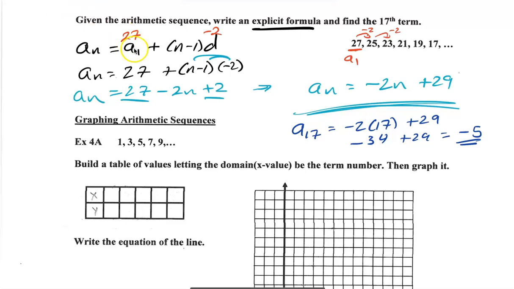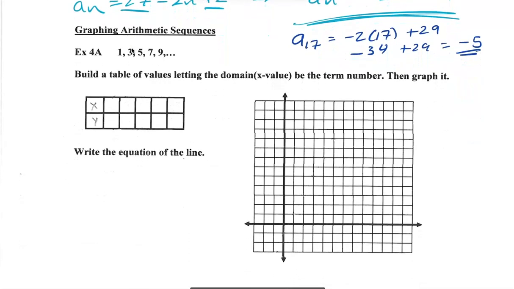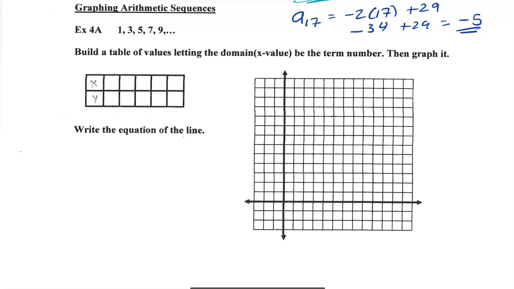That's the idea. Okay, let's talk about how arithmetic sequences and functions relate again. So in this example, we're given an arithmetic sequence, 1, 3, 5, 7, 9. We want to build a table of values, letting the domain value be the term number, and then graph it. So keep in mind, this is the sequence. This is the first term, the second term, third, fourth, and fifth. This is a_1, a_2, a_3. So we'll put the term number here. All right, so 1, 2, 3, 4, 5. And then this will be the sequence, or the term value, we can call that.